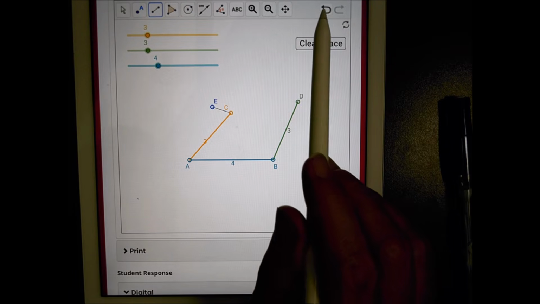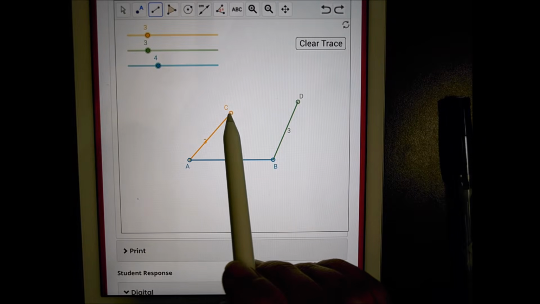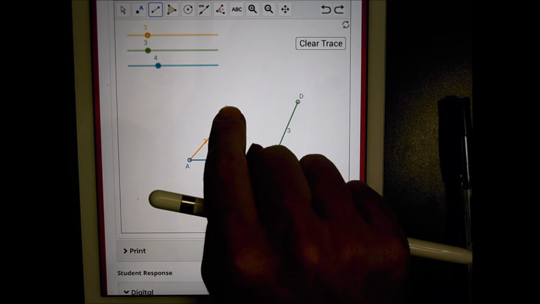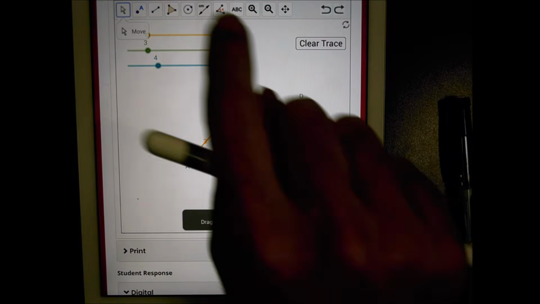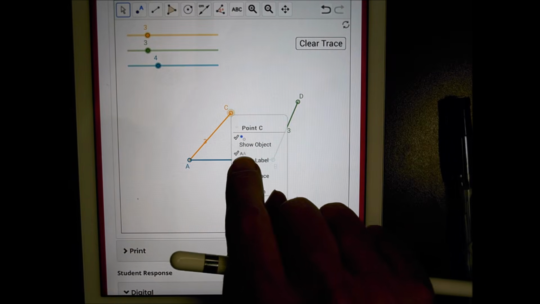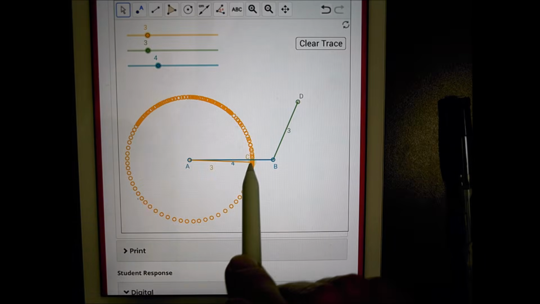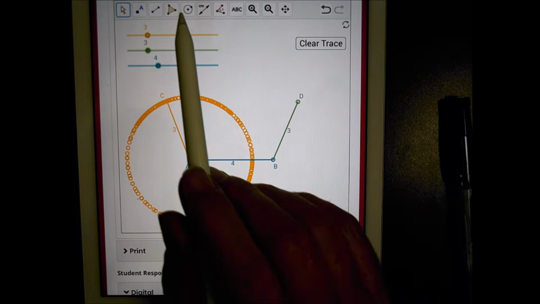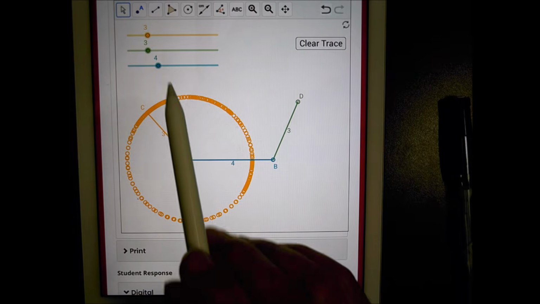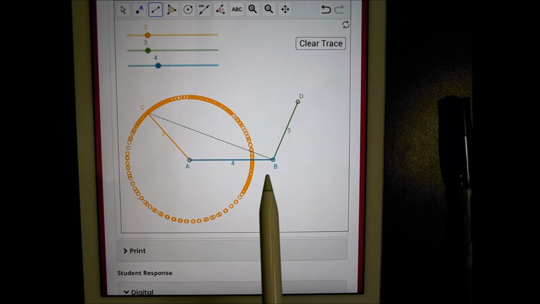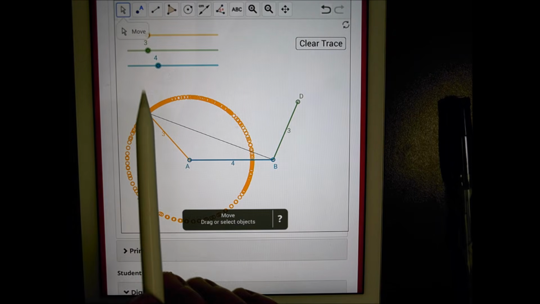Okay, so let's go back and do my trace again. Oh, arrow, sorry. I'm learning still. And show trace. Okay, so now if I put this line over there, I could also make a triangle to go from here to here. So that's a different triangle than what I had a second ago, isn't it? Right? So I could put a triangle there to there.